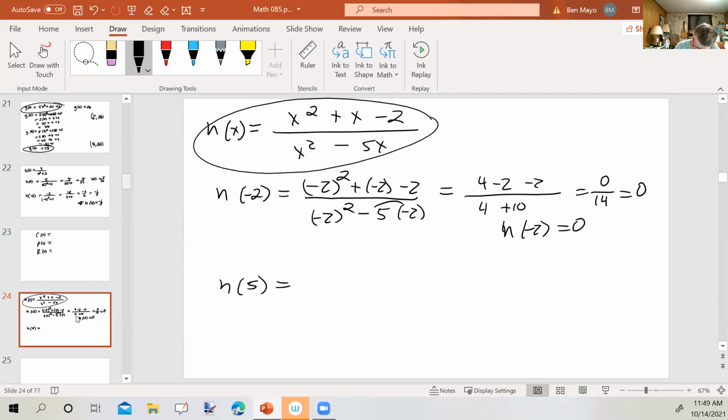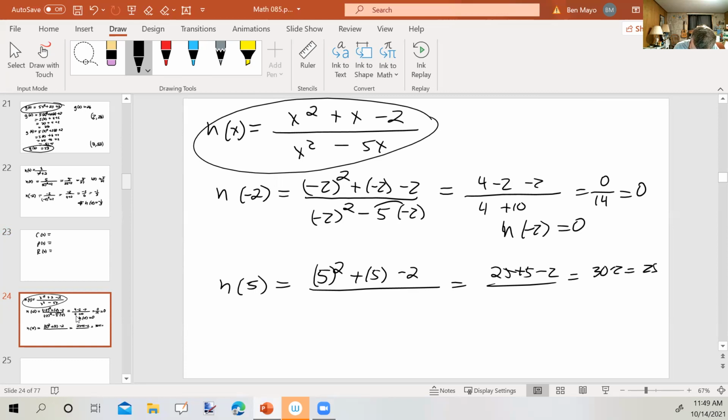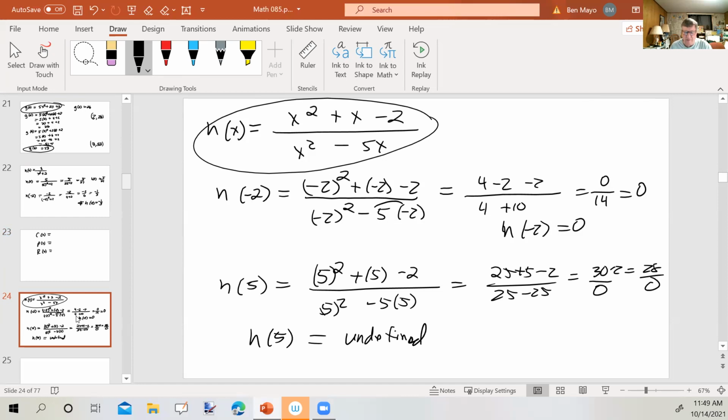All right. How about h of 5? That would be 5 squared plus 5 minus 2, which is 25 plus 5 minus 2, which is 30 minus 2, which is 28, over 5 squared minus 5 times 5, which is 25 minus 25, which is 0. But 28 divided by 0 is undefined. So h of 5 is undefined.